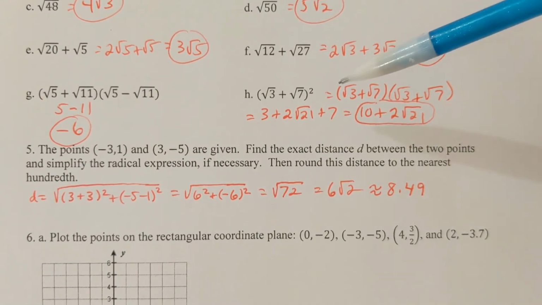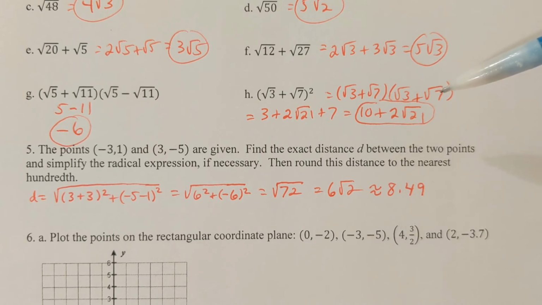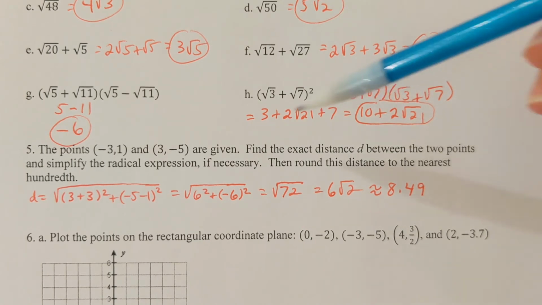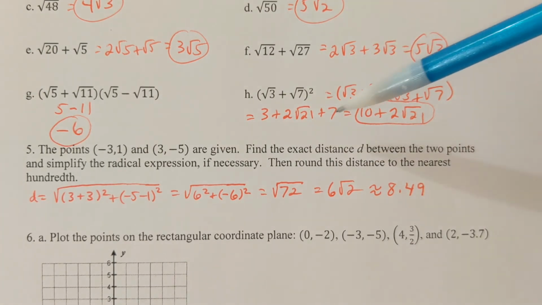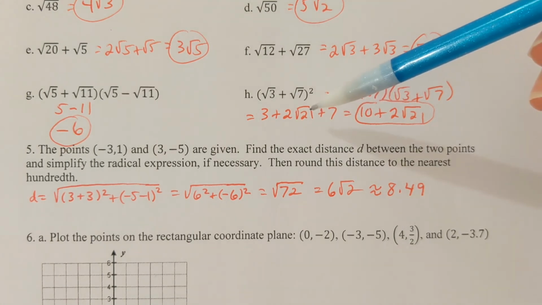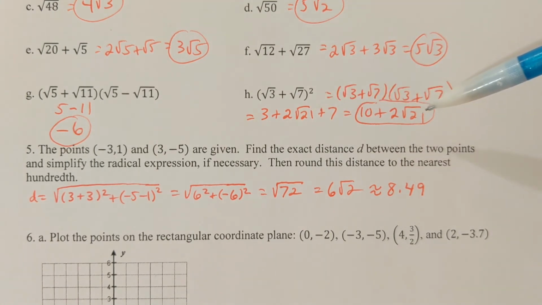Square root of 3 plus the square root of 7 squared. Well, that gives me the square root of 3 plus the square root of 7 times another square root of 3 plus the square root of 7, which when I FOIL this out, root 3 times root 3 is 3. Root 7 times root 7 is 7. The outer and the inner terms, I got root 21 plus root 21. That's 2 root 21, so 10 plus 2 root 21.